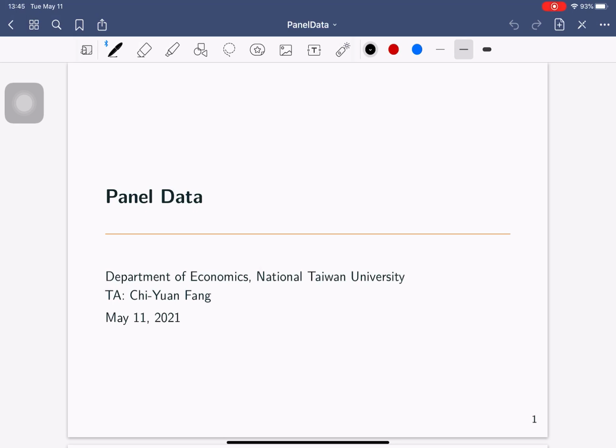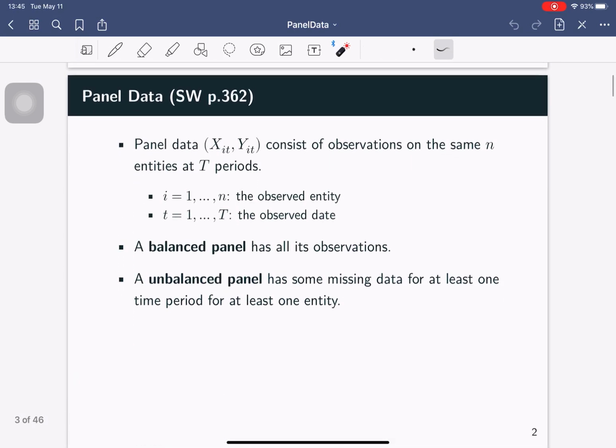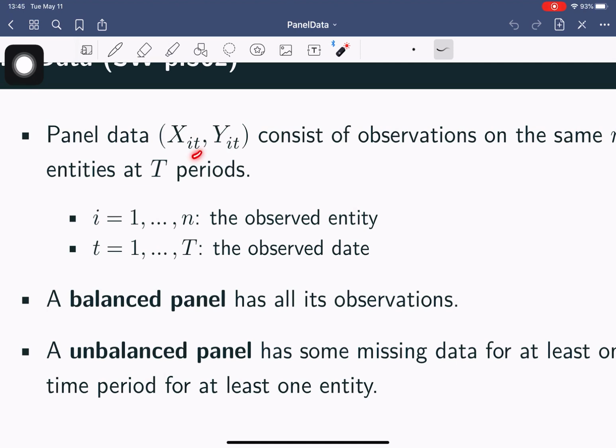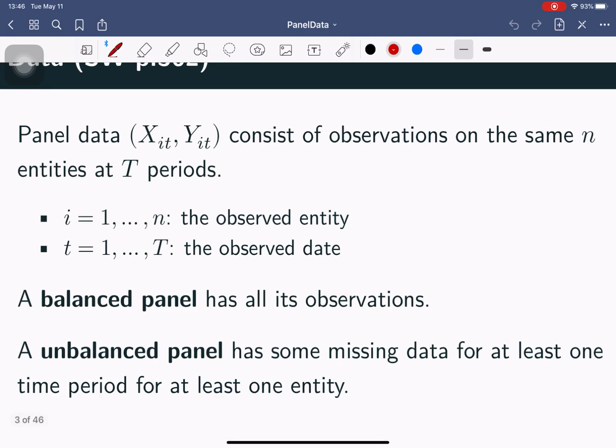Okay, chapter 10 is about the panel data. So how about the panel data? You can see a notation with the i and t. i means the observation, and t is time.